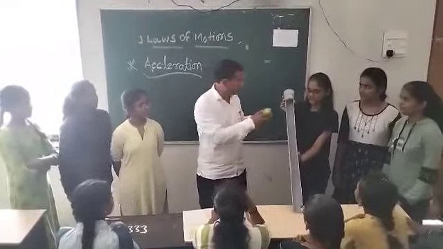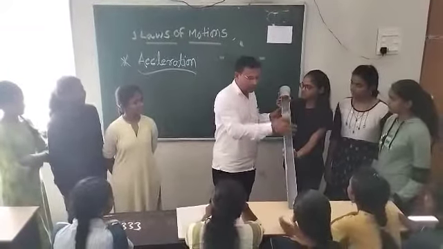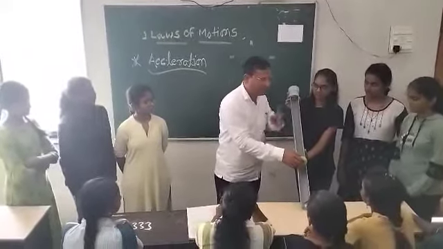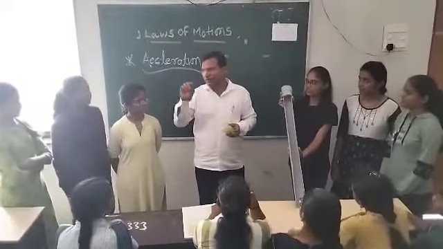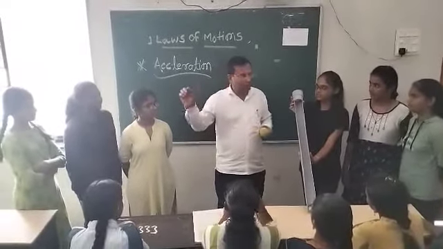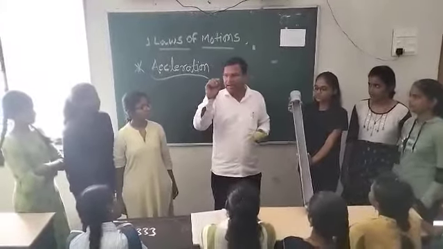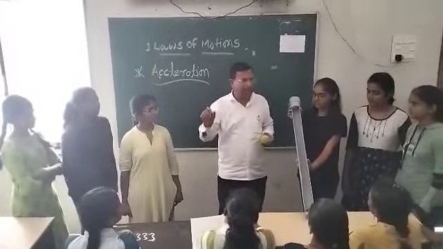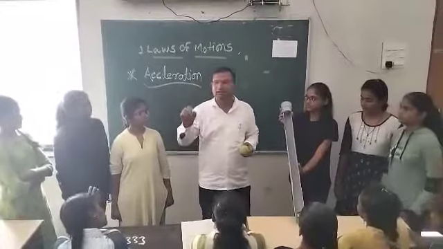Because when we release the ball, it takes some time, some seconds, to reach the bottom, correct or not? Yes. So change in velocity divided by time is equal to acceleration. Final velocity minus initial velocity divided by time is called acceleration, and acceleration is measured in meter per second square.